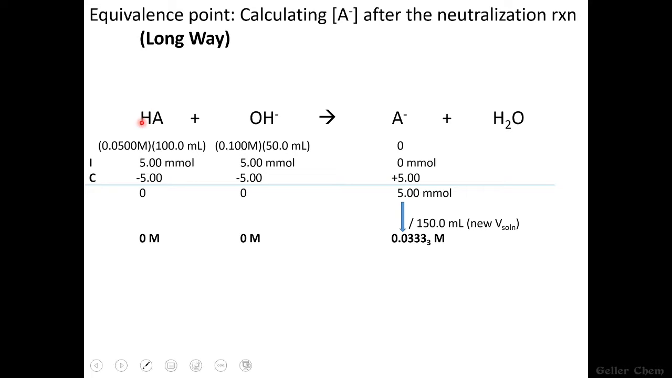But what would happen is we would write out the neutralization reaction. We would see that indeed our reactants are equal in amounts, so they both go to 0. In turn, the conjugate base goes up by that same amount that these went down by, and we would have 5.00 millimoles, which we would then divide by the new volume of solution and get a concentration for this conjugate base of 0.0333 and then little 3 molarity. And with that concentration and the Kb value, which we can get from the Ka value, we can figure out pOH and pH. But let's just see a faster way to get to this point.